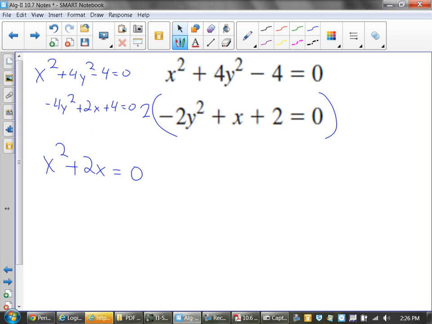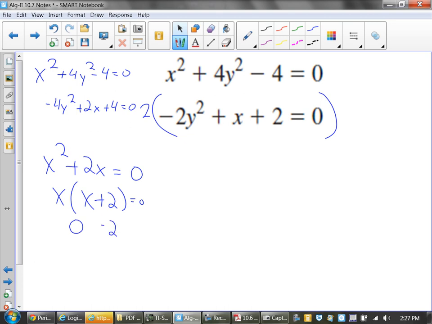And now, again, what's the first rule of factoring? What's the GCF here? X. Factor out the x, you have x times x plus 2. Now, what are your two possible solutions for x? 0 and negative 2. Very good.